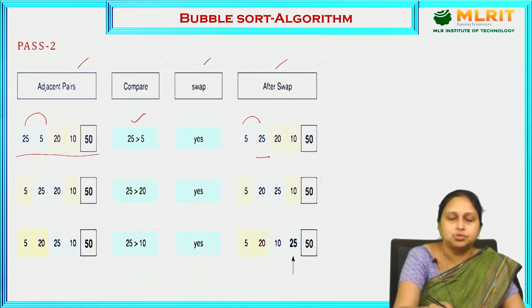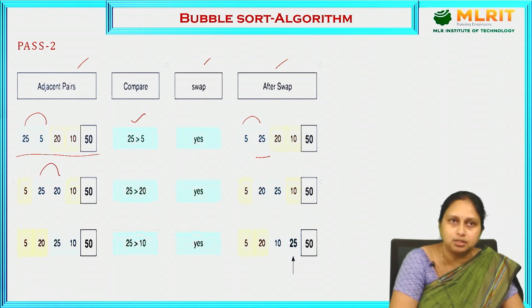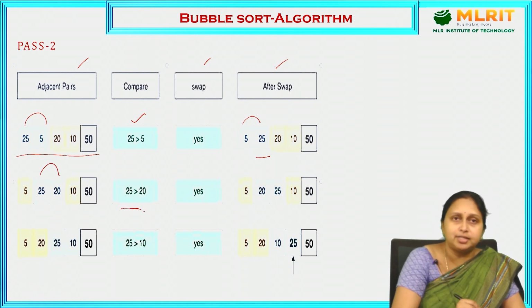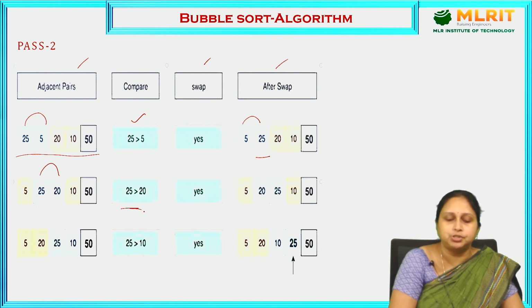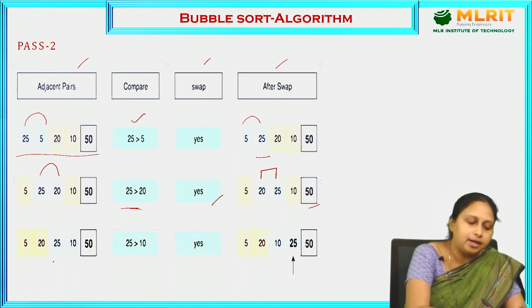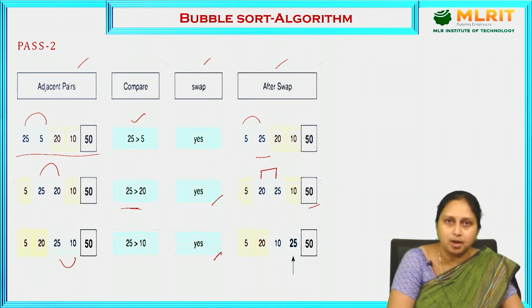Now, take this list. Again compare the two adjacent elements. These are the two adjacent elements we need to compare, 25 and 20. Now it checks whether 25 is greater than 20. Yes, the condition is true again, so we are going to perform swapping. These two are going to be swapped. Next, again take this list and check the next two adjacent elements, that is 25 and 10. 25 is greater than 10 again, so we are going to perform the swap.